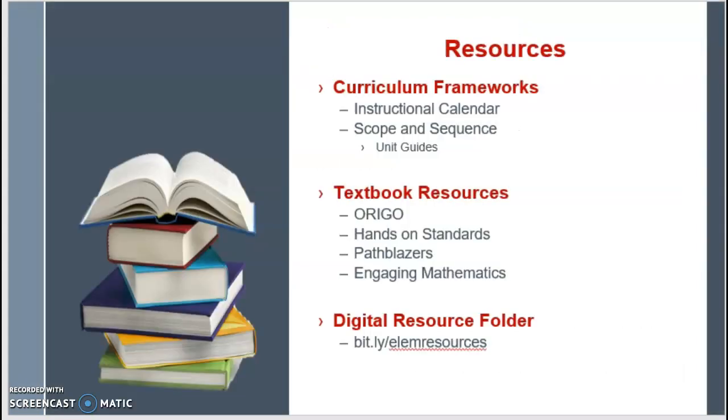Some resources for you to be using are your curriculum frameworks. We have an instructional calendar, scope and sequences, and unit guides. We have your Origo, Hands-On Standards, PathBlazer, and Engaging Mathematics. And if for whatever reason you need copies of those, you can go to the digital resource folder, bit.ly/LMResources.